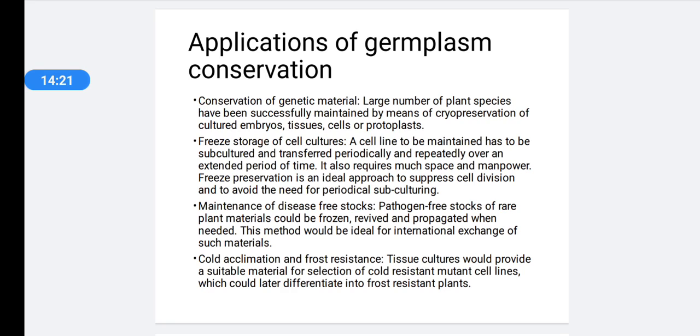You can maintain a cell line by subculturing and transferring them periodically and repeatedly over an extended period of time, but it requires much space and manpower. So freeze preservation is an ideal approach because it will suppress cell division, and it will avoid the need for periodical subculturing. The third application is the maintenance of disease-free stocks.